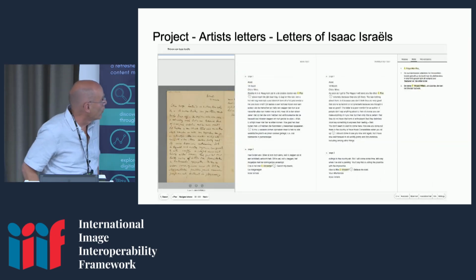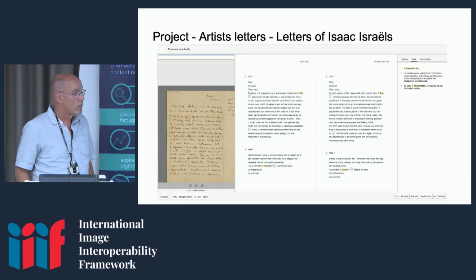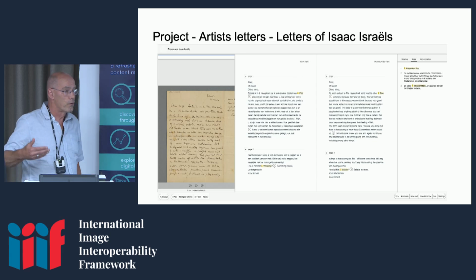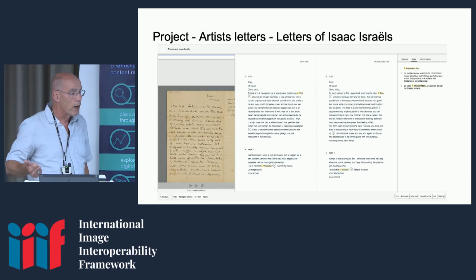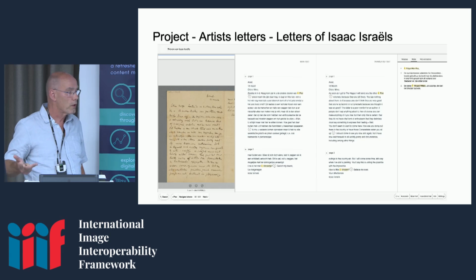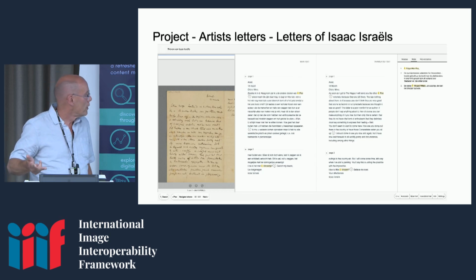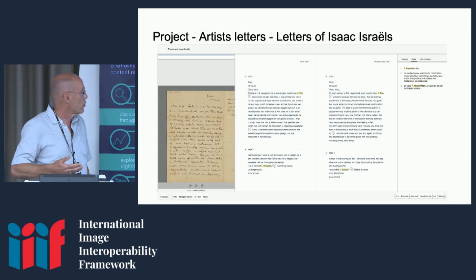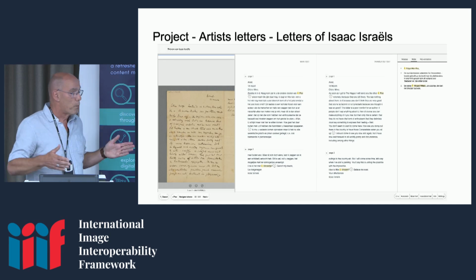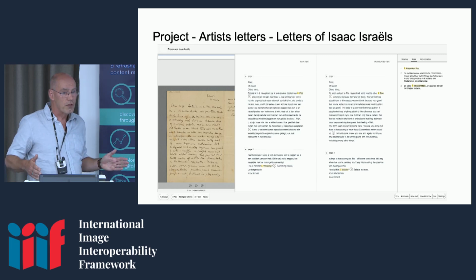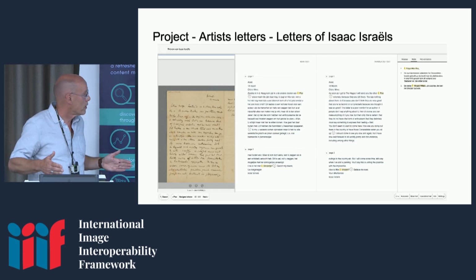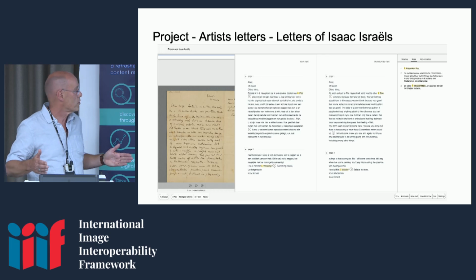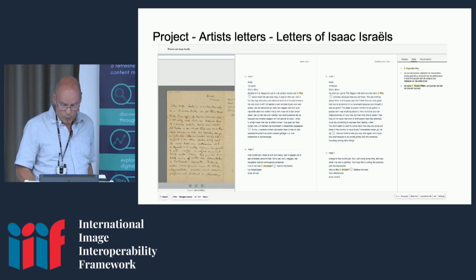And we are currently working on a project of correspondence of Dutch artists, so Isaac Israels, and also Van Gogh and Mondrian. We do that together with the Van Gogh Museum and the RKD in the Netherlands. And you see here a better representation of the footnotes, but you also see different parallel text panels. In this case, the right panel shows a translation of the text on the left.